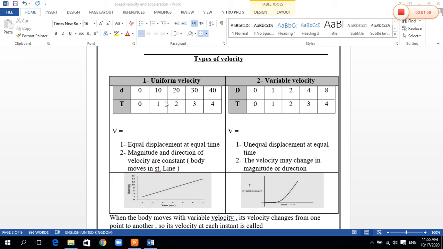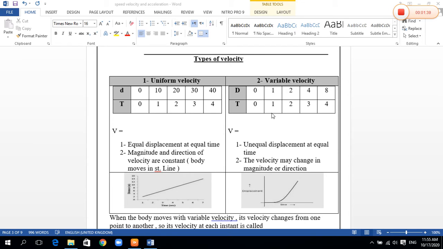And in this case, the magnitude and direction of velocity are constant. This means it moves in a straight line with constant velocity. That's why it didn't change. So the body moves in a straight line. Okay, but in the variable velocity, at rest, no displacement and no time, they are 0.